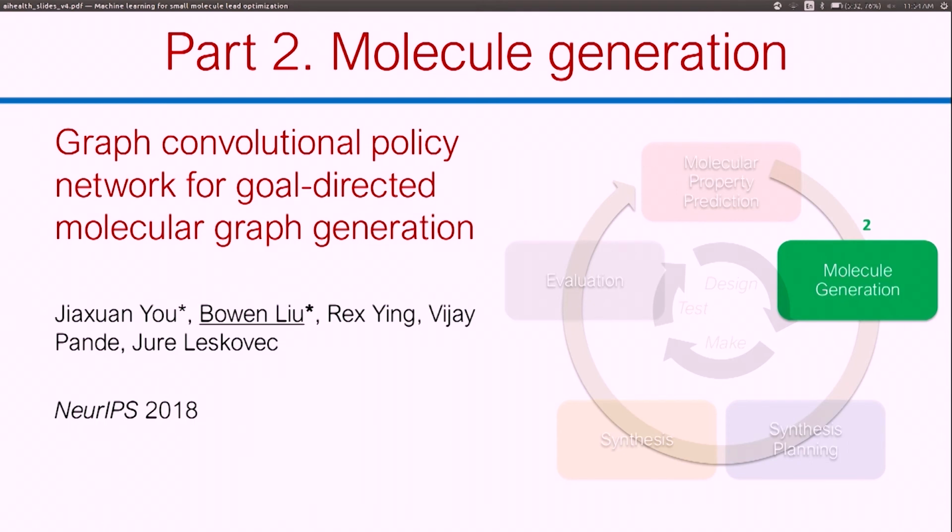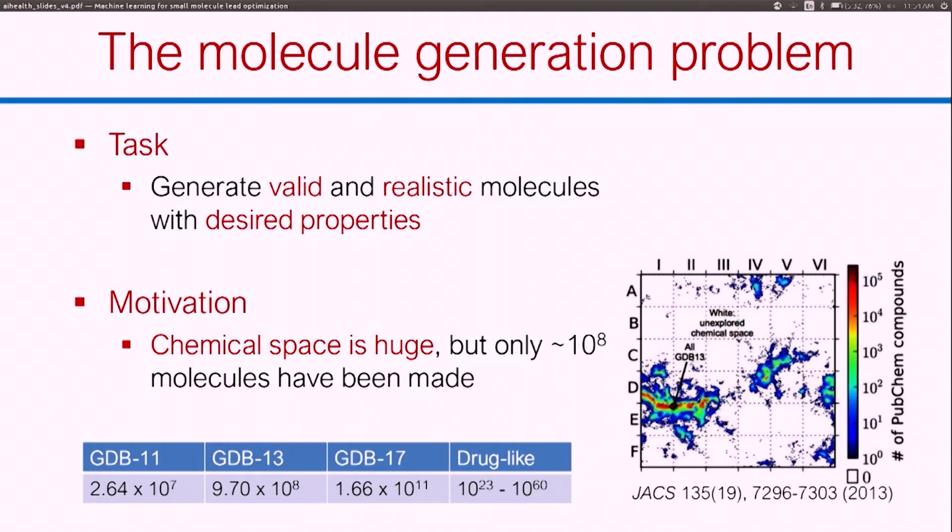So the next work I want to talk about is our work from last year on molecule generation. The task here is we want to generate molecules that are valid, realistic, and have desired properties. And the motivation here is that there are just so many molecules out there, right? We've made probably 10 to the 8 molecules in history, but it's been estimated that there are maybe up to 10 to the 23 to 10 to the 60 molecules that are possible, which are drug-like, right? So chances are any future drugs or future materials are going to be stuff that we haven't seen yet.